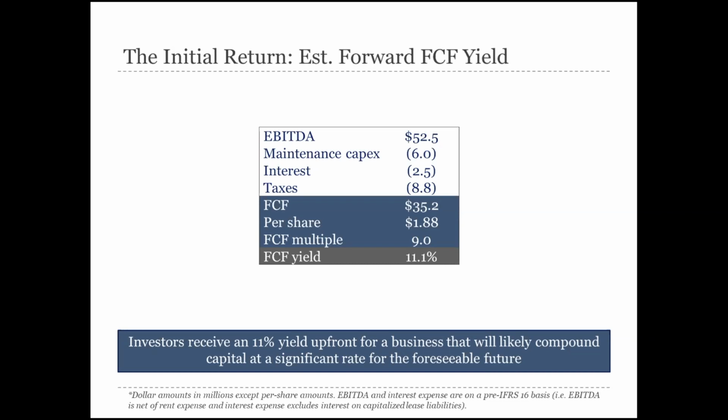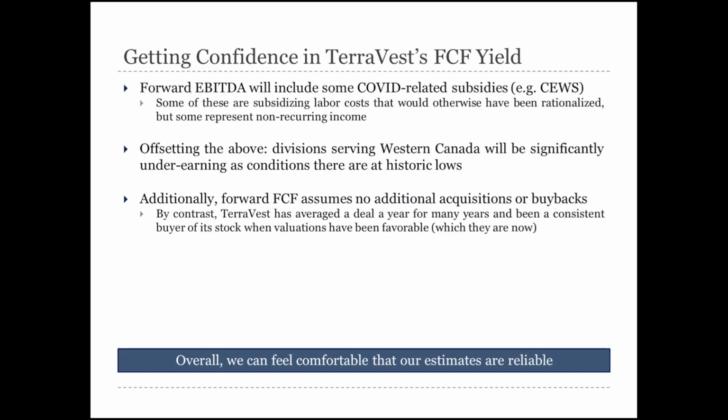So if you take all those, you get a forward estimated free cash flow of about $35 million, or $1.88 a share, which gives us a free cash flow yield of over 11%. Over 11%, an 11% initial return for a business that can compound capital at significant rates for the foreseeable future. I think that's pretty uncommon, especially in today's richly valued markets.